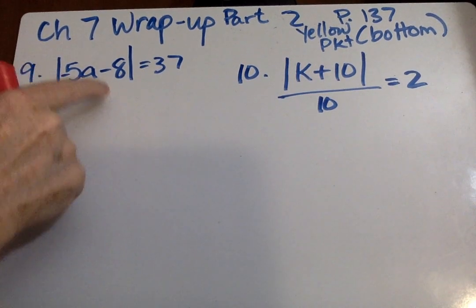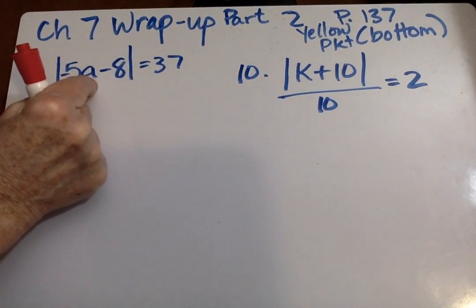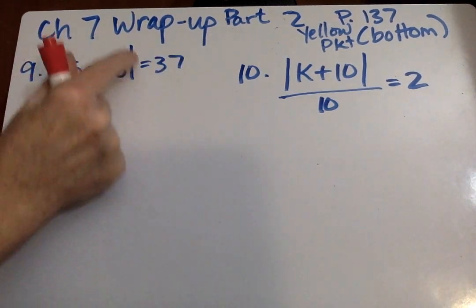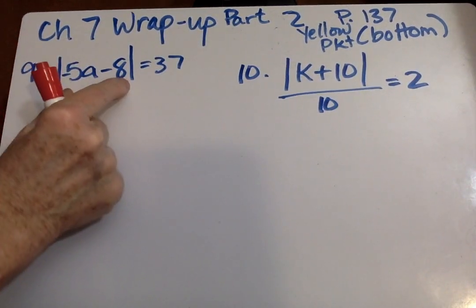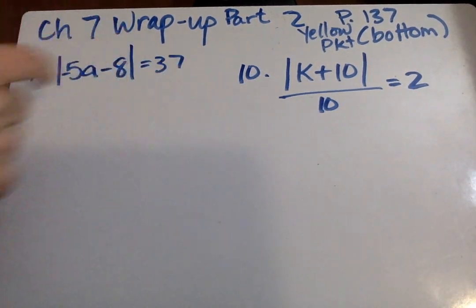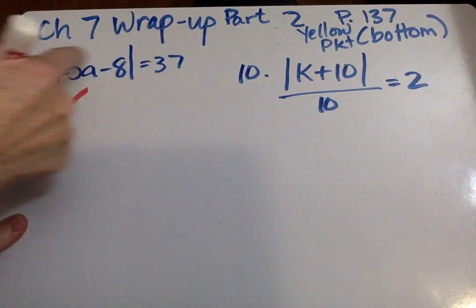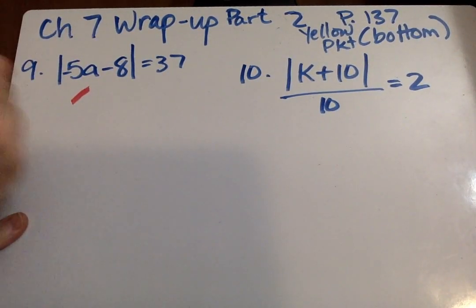Because remember, we could have this equal negative 37, and absolute value would make it 37. We could also have this be 37. Absolute value of 37 is 37. So we'll need to make our two equations. One is exactly like this, but without the absolute value bars.